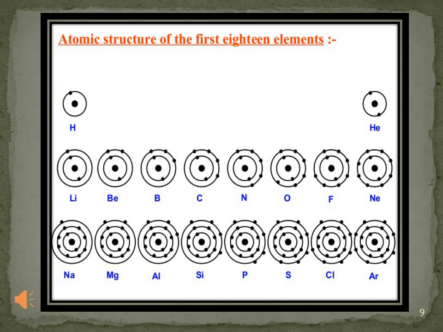Students, now you can see an image of the atomic structure of the first 18 elements, and this is the schematic diagram, that is how the atomic structure of the first 18 elements can be shown, and this can be filled by the number of electrons. So for example, we will take hydrogen, and the number of electrons of hydrogen is 1. So first we will see it is entering into the K shell, right?